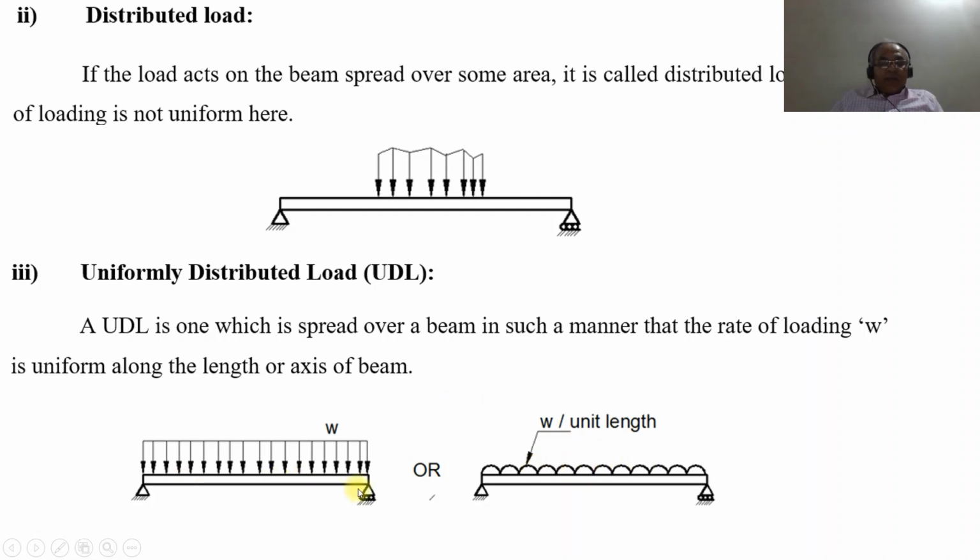Here a simply supported beam has been shown, where small w is the rate of loading, which is w per unit length, spread over the beam in such a manner that the rate of loading w is uniform along the length or axis of the beam. Wherever you take the section, the rate of loading at that point will always be w. Since it is uniform throughout, it is called uniformly distributed load.